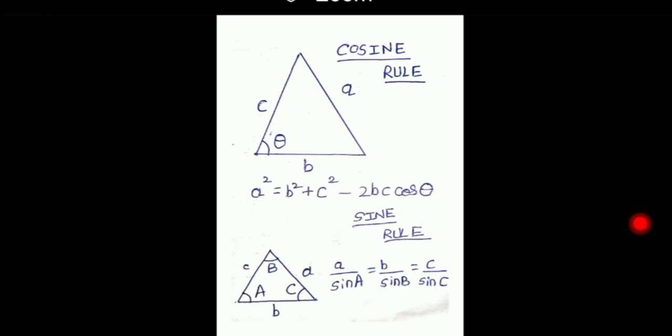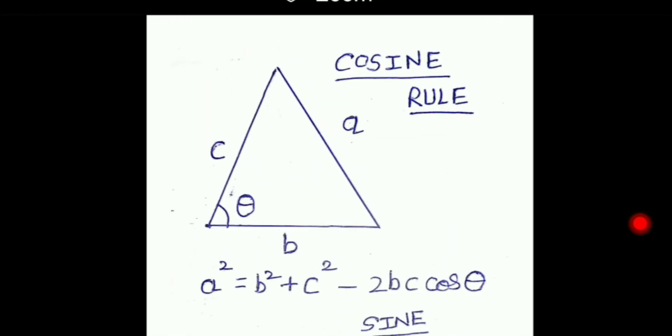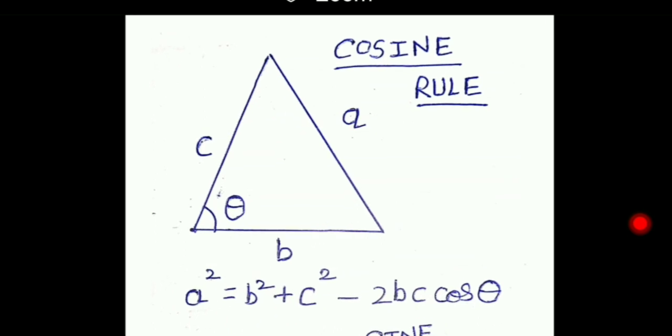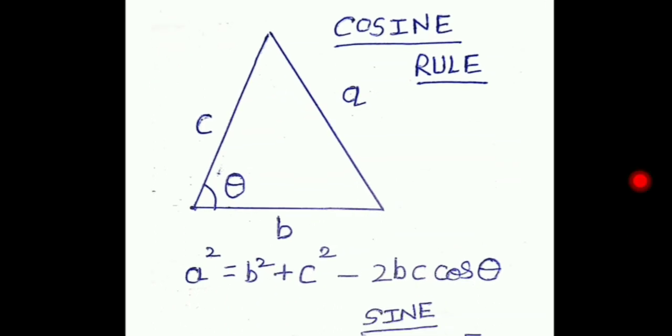Before beginning, we must know the cosine rule as well as the sine rule. So what is the cosine rule? We know the three sides, and we know the angle for one angle of the triangle. So this is the angle we know, and these are the three sides. What is the formula? a square equals b square plus c square minus 2bc cos theta.